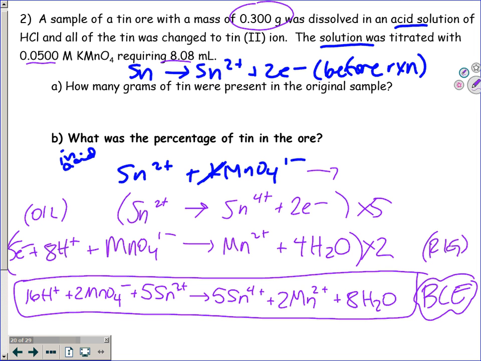I heard, Cass, what did you say? I said B2, because that's the original sample, right? That's the original ore. I heard a lot of people say A. But in the original ore, that mass that you had was 0.3 grams.